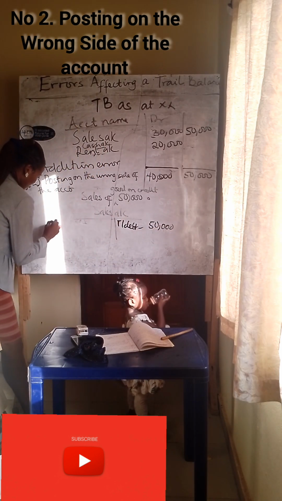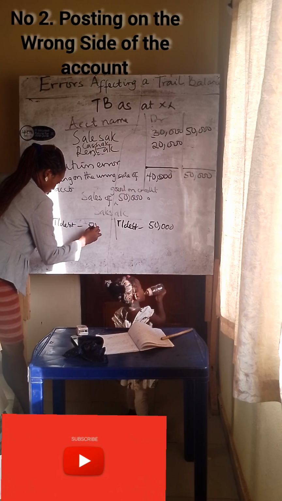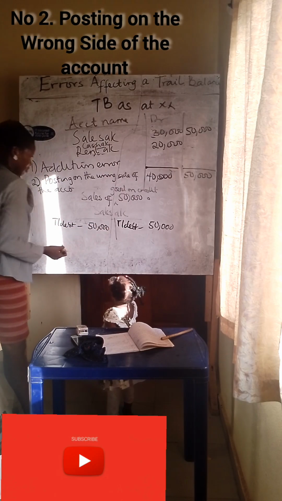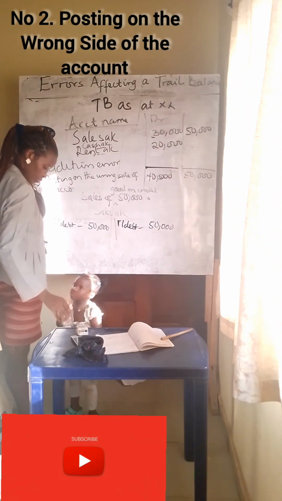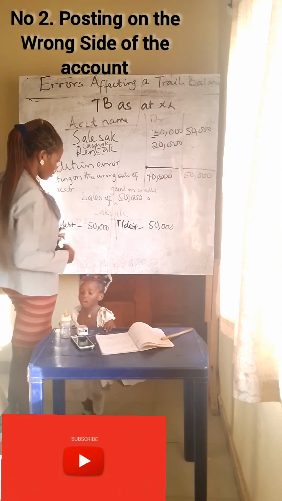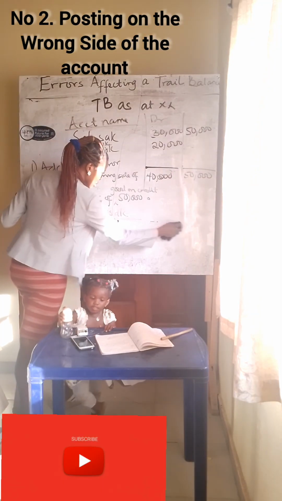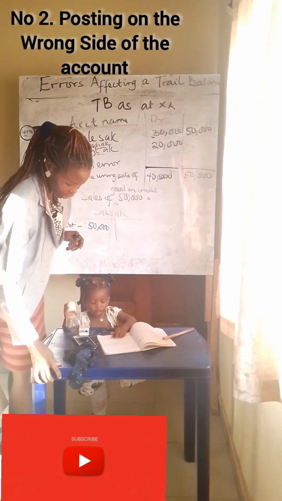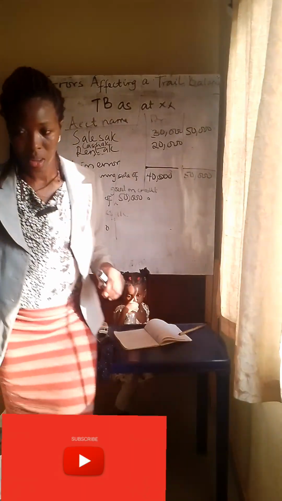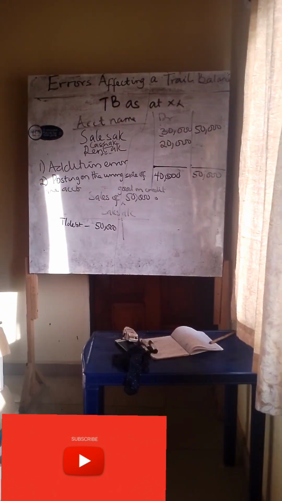Because now in this case, our debit side is going to be over by what? That 50,000 naira. So this is another reason why your trial balance would not balance. You post on the wrong side of the account. Instead of posting on the debit side, you post it on the credit side, or instead of posting on the credit side, post on the debit side, and vice versa.